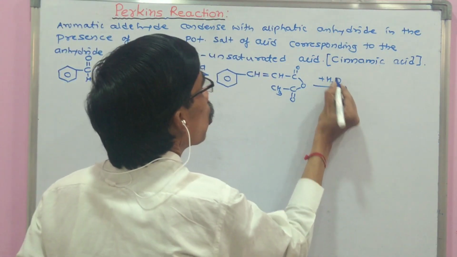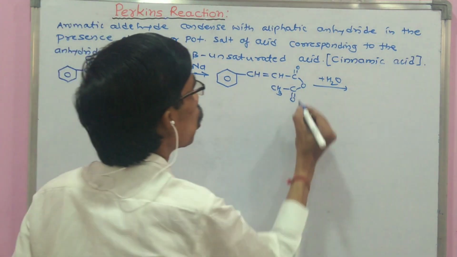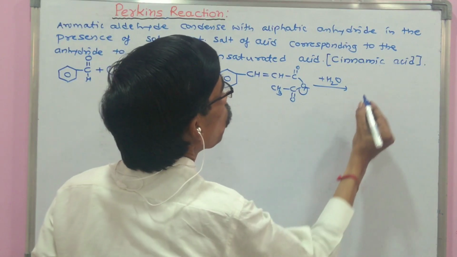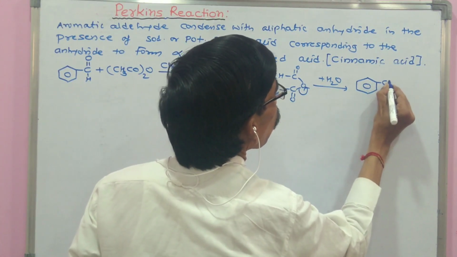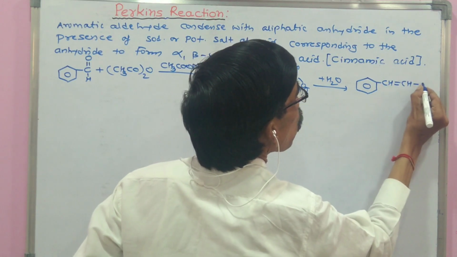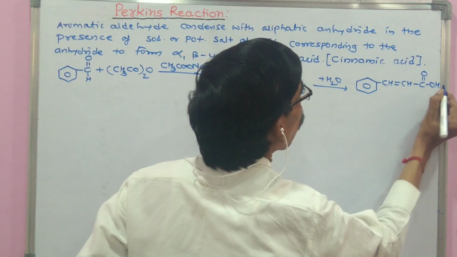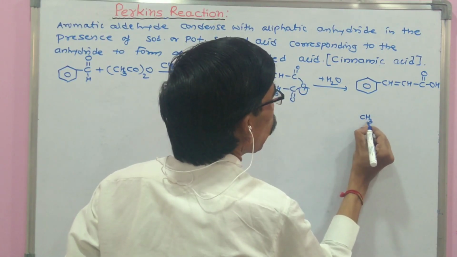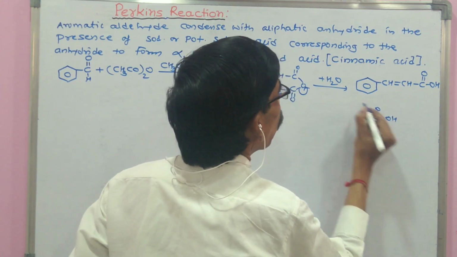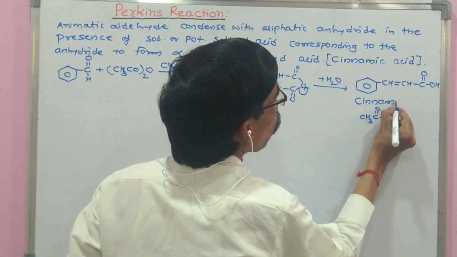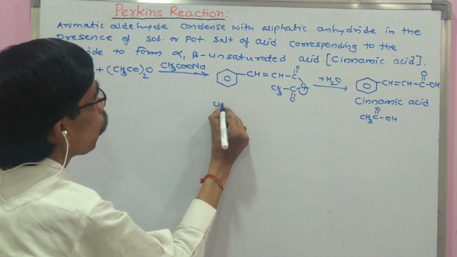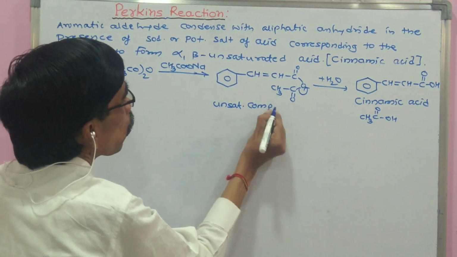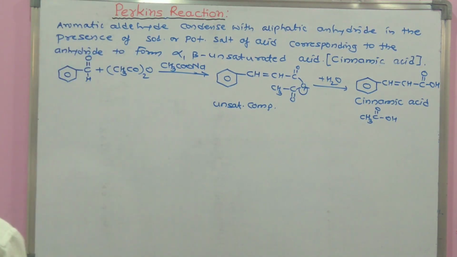Now this unsaturated compound on hydrolysis yields cinnamic acid and acetic acid. This is the cinnamic acid. This is the unsaturated compound. So this is the Perkin reaction. Now, the mechanism of this reaction.